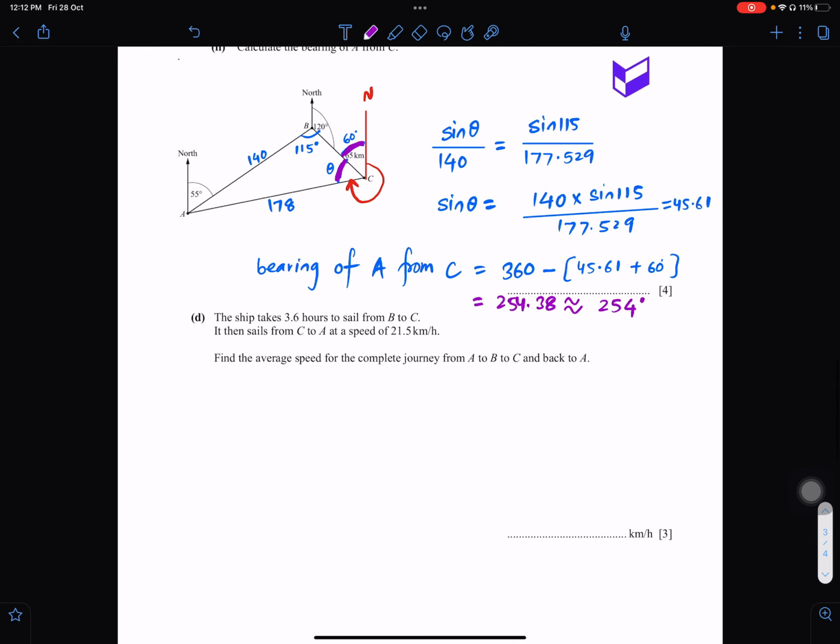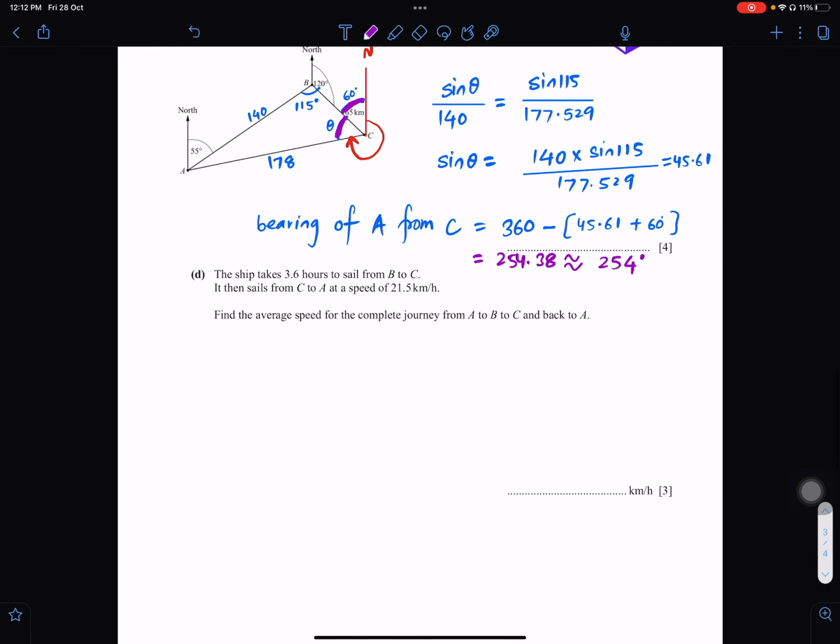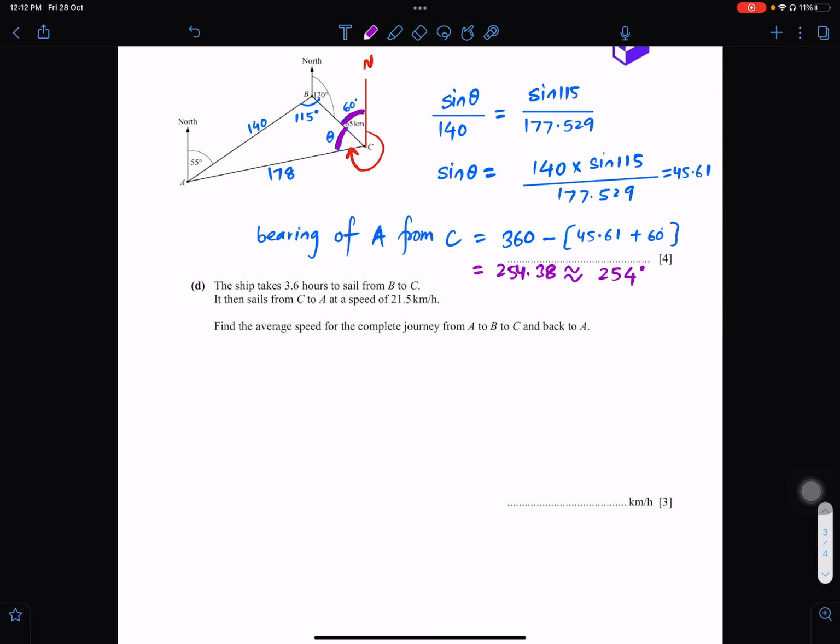Not difficult. Then the last part. The ship takes 3.6 hours to sail from B to C. It then sails from C to A at a speed of 21.5 kilometers per hour. Find the average speed of the complete journey from A to B, B to C, and then back to A.